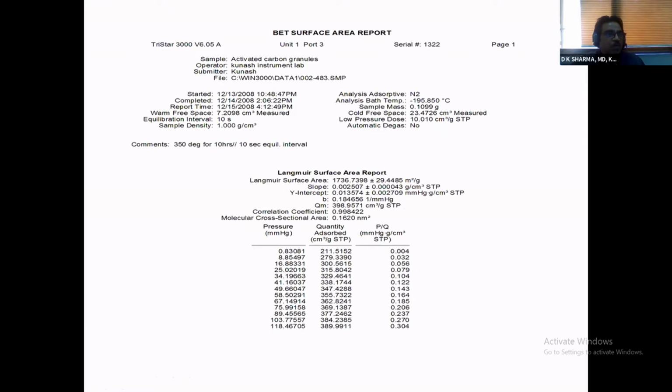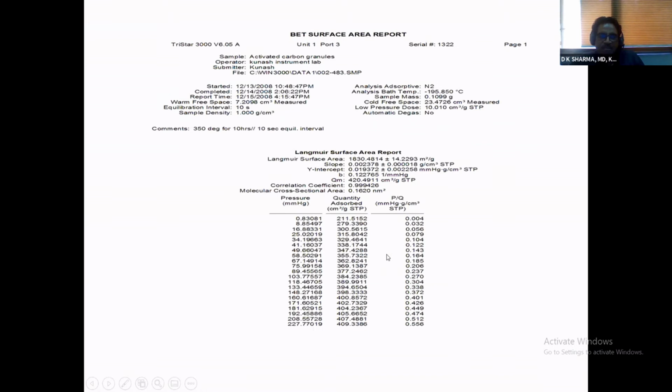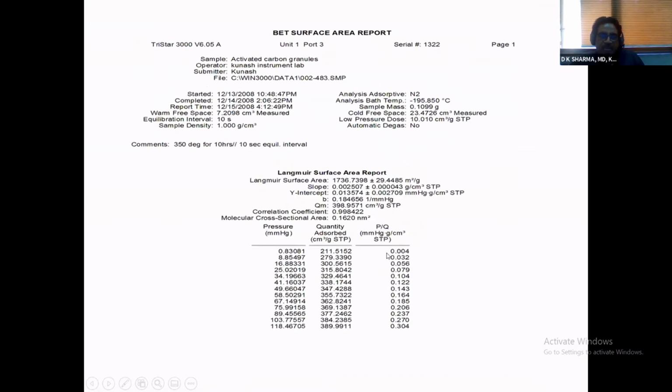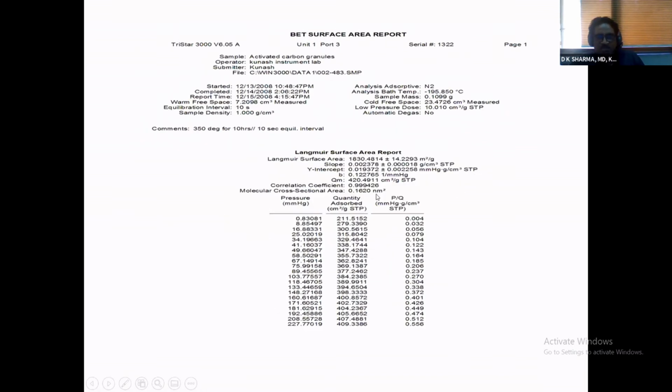When I apply Langmuir, the surface area is about 1736 from the original 1450. Again, a difference of about 25 to 30% between BET and Langmuir. In fact, better.